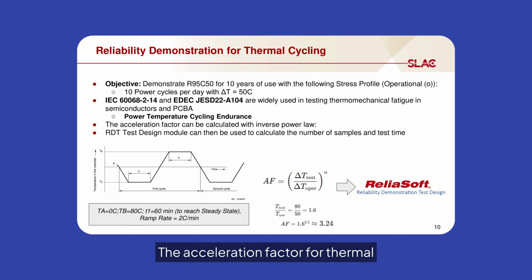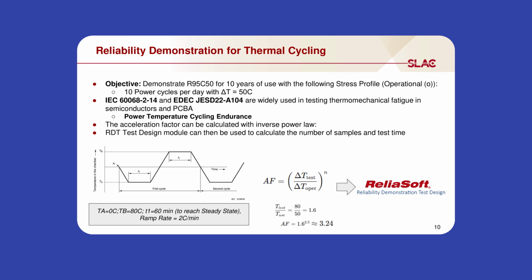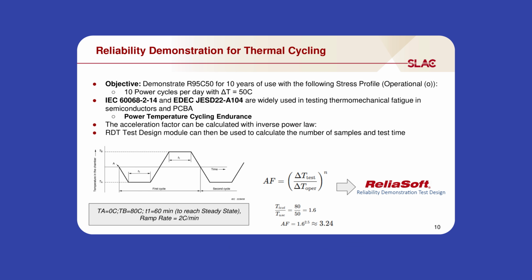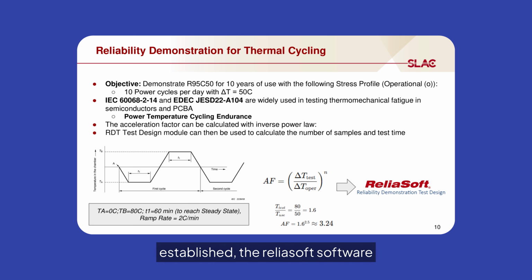The acceleration factor for thermal cycling is calculated using an inverse power law relationship consistent with the Coffin-Manson fatigue model, where lifetime scales with the temperature swing raised to a material-dependent exponent. Once the acceleration factor is established, the ReliaSoft software reliability demonstration test (RDT) design module is used to determine the required number of samples and test duration needed to quantitatively demonstrate the target reliability at the specified confidence level.